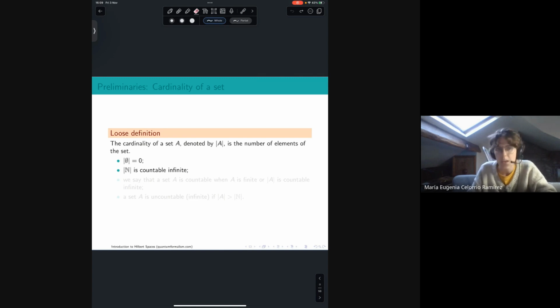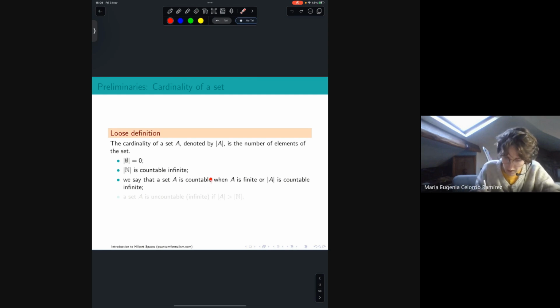That makes sense. The cardinality of the natural numbers is called countable infinite. You can basically count 1, 2, 3, 4, 5. That's how we define counting with the natural numbers. That's where the word countable comes from. Whenever we say that a set is countable, without saying infinite, we have two options. Either the set A is finite, or the cardinality is countable infinite.